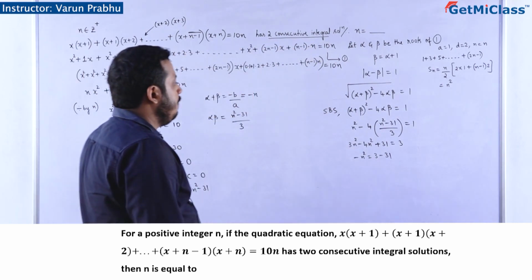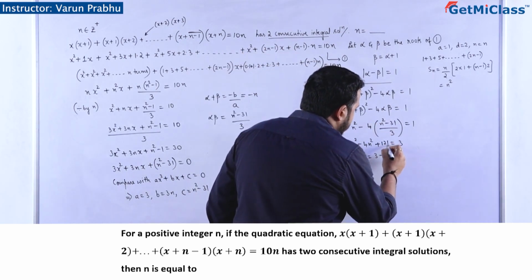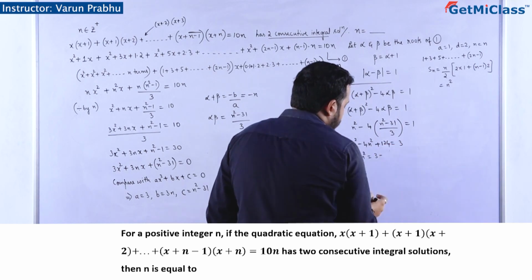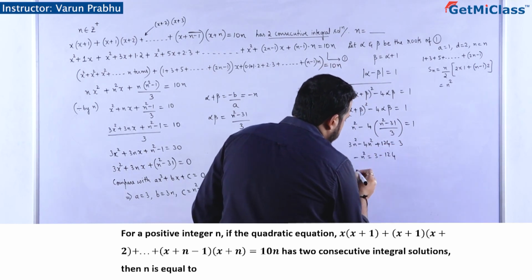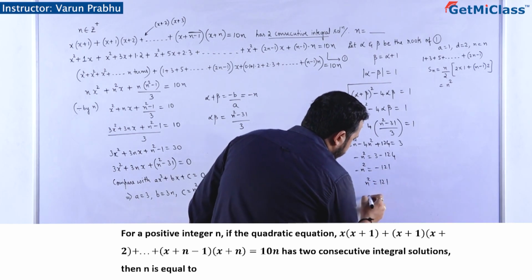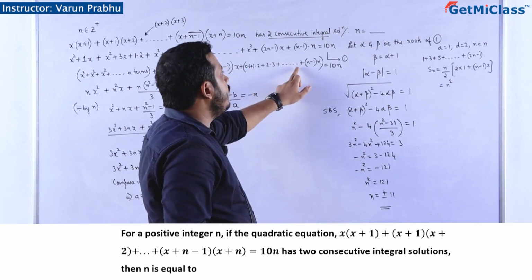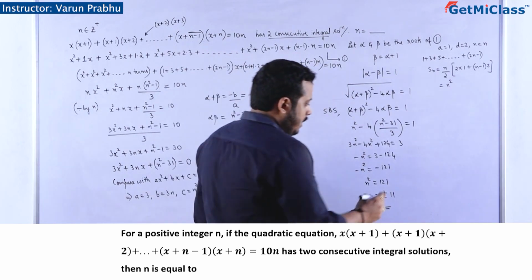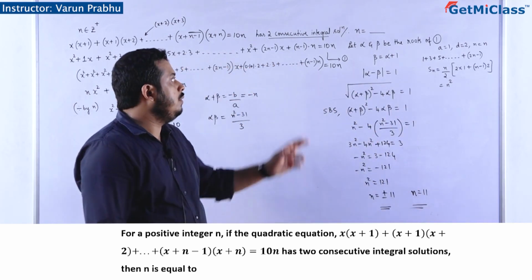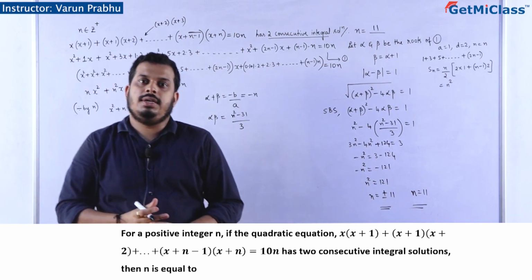So here we get, this is not 31, here 4 times 31 is 124, is it right? So 3 minus 124, minus n square is equal to minus 121, n square is equal to 121, n is equal to plus or minus 11. But here we are dealing with the number of terms, right? The number of terms is a positive value. Question is asking you what is the value of n. So the value of n is equal to 11 is the answer to the question.